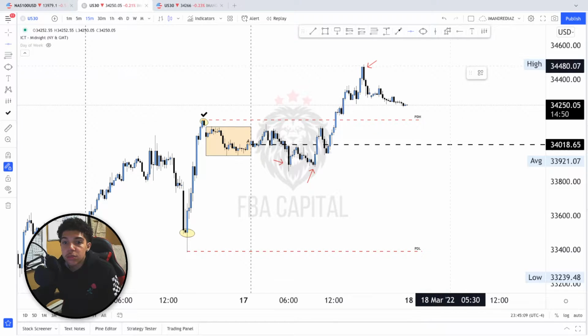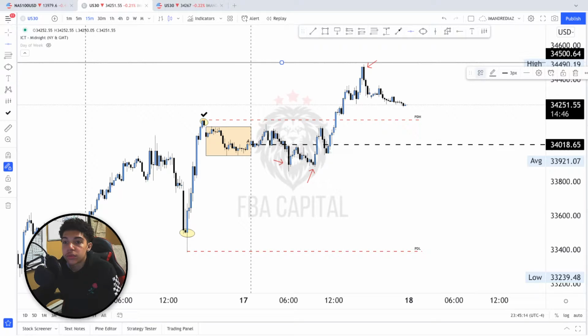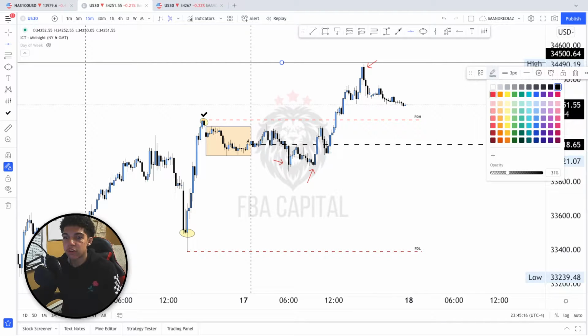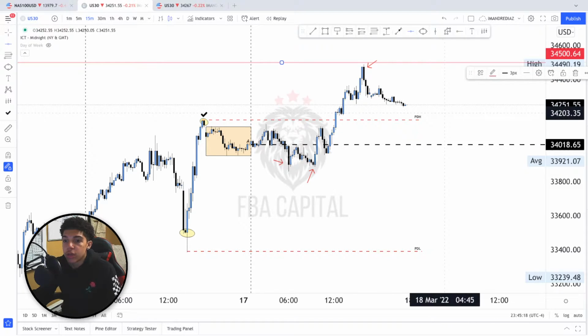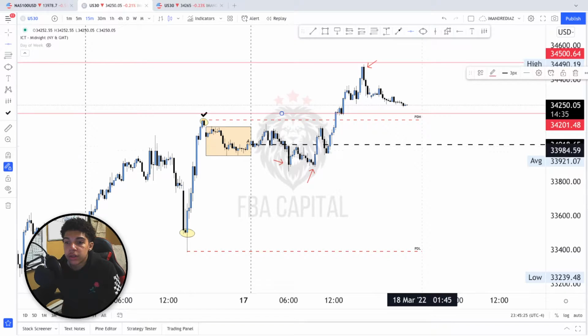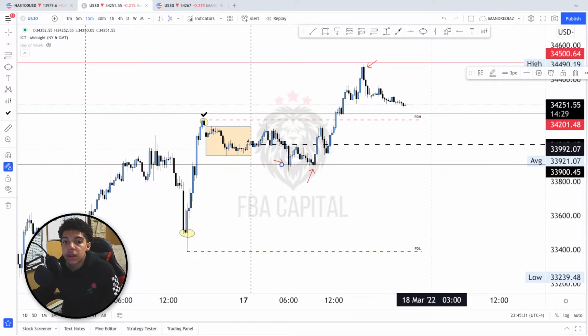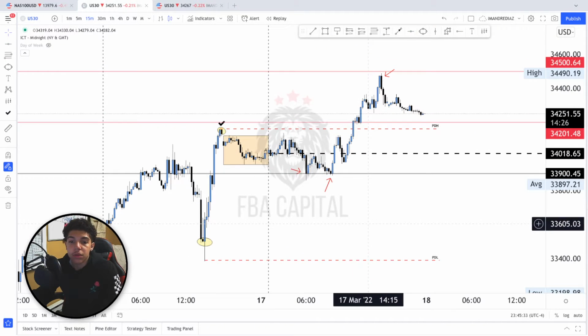So let's see, where did price end up closing up here? It closed right before 34,500, which is our big figure level. We also have 34,200, which is right here. Boom, 35,200. And all the way down here, we have 33,900, which is going to be an important price area. And I think these are going to be the main ones that we're going to be focusing on.